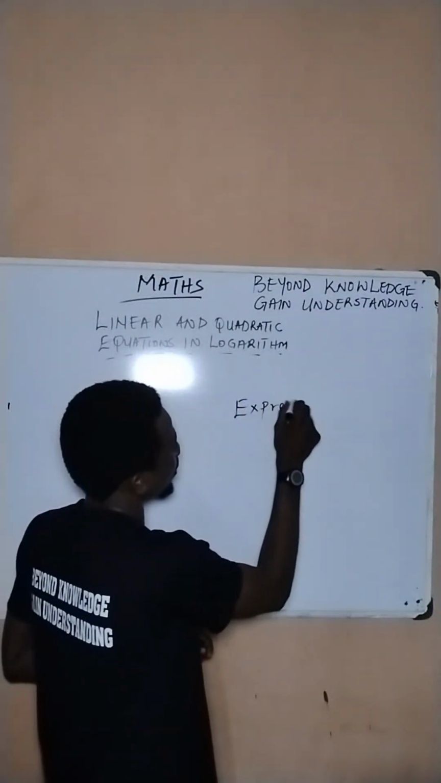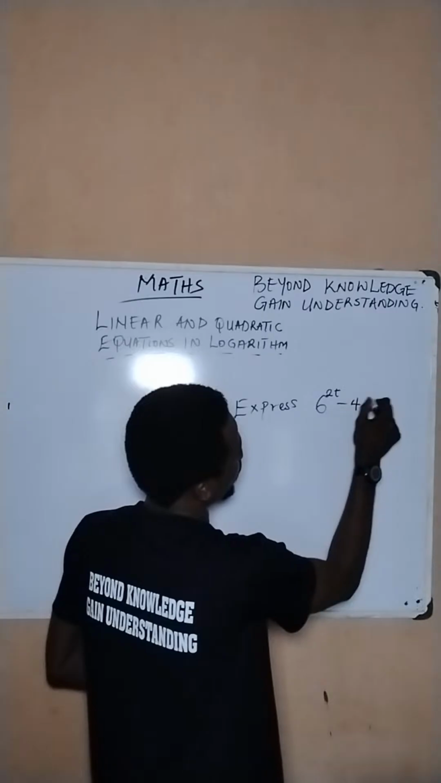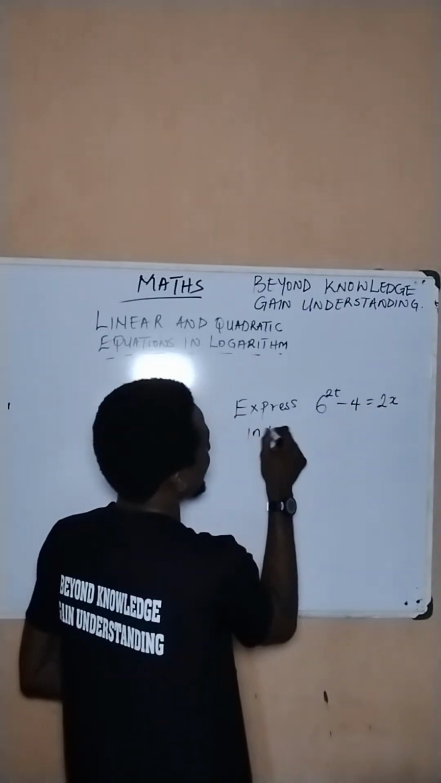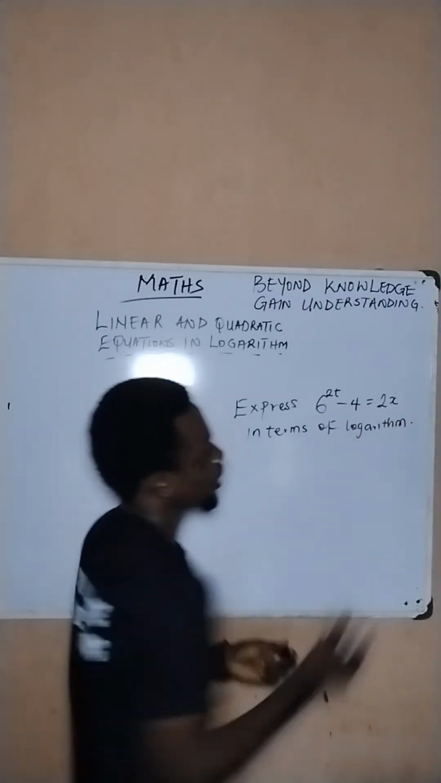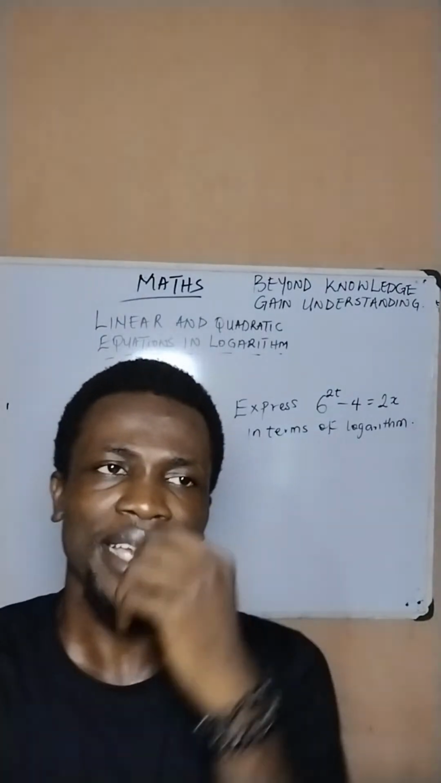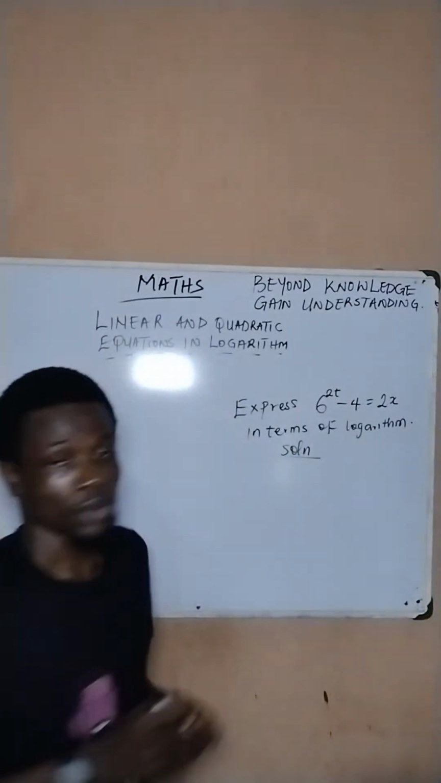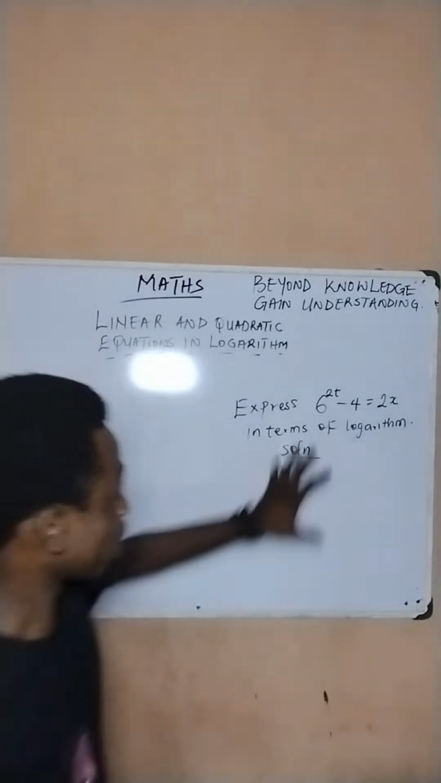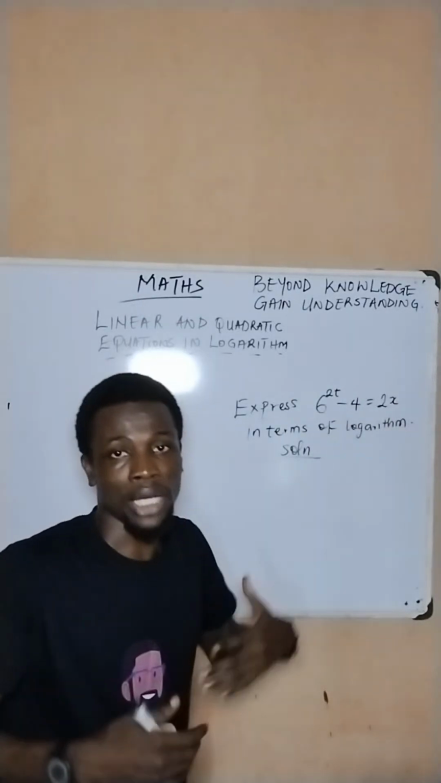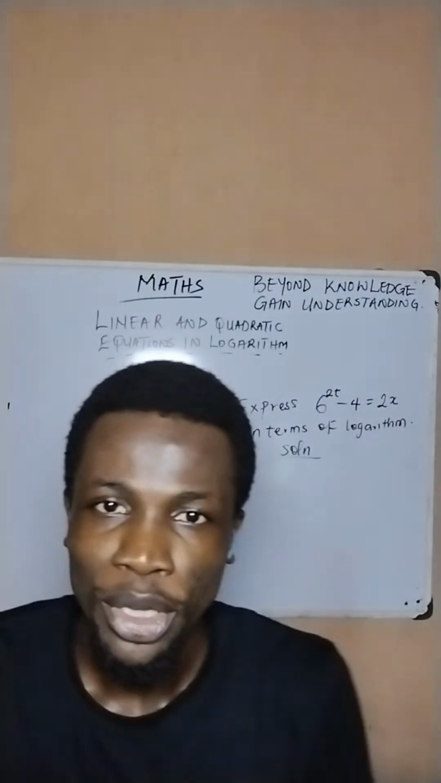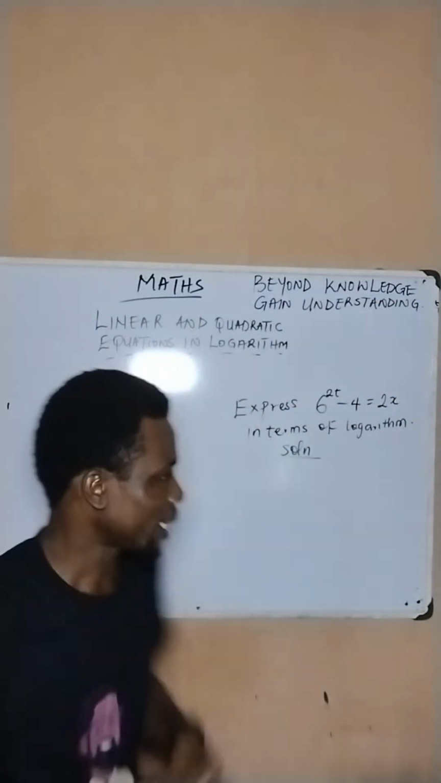Express 6 raised to the power of 2t minus 4 equals 2x in terms of logarithm. Now, if you see a question like this, what are you supposed to do? Let's get into it quickly. This is the highlight of what you have to do today. I'll show you how you can express mathematical terms in terms of logarithm, which has to do with the logarithm of your number to a base equals what? The power. That is the basic idea.